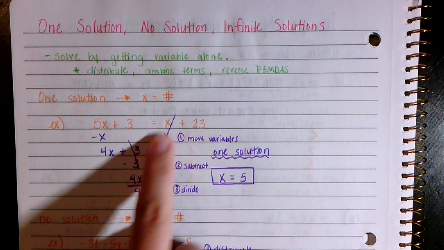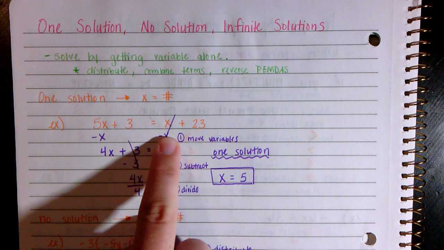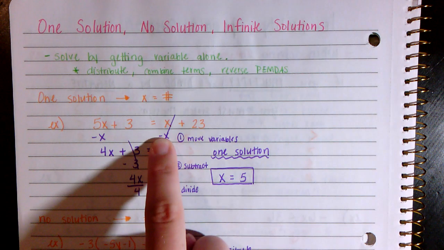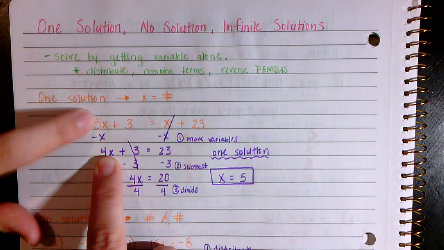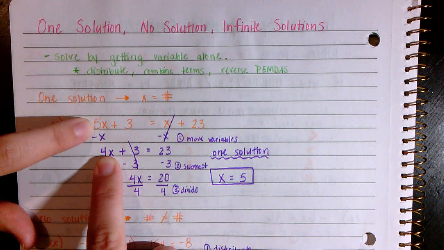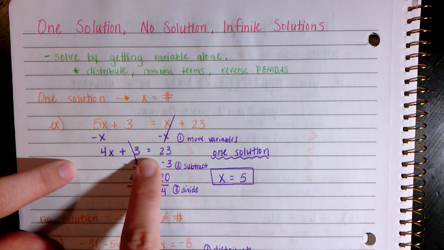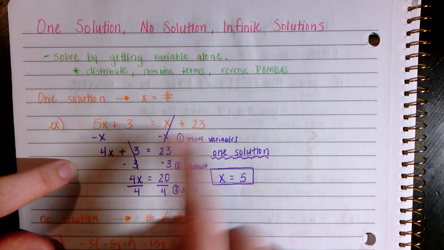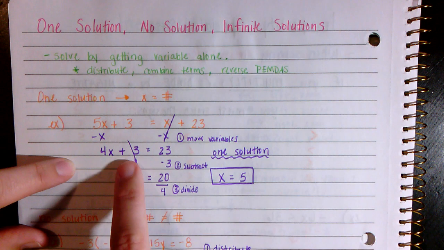So I moved this x over here. So the opposite of positive x is negative x, so I just subtract. That's now gone, and now I have 4x over here because 5x minus x, these are like terms, I can combine those, I get 4x. Bring down plus 3, bring down equals, bring down 23. So the first step I did was I moved my variables. Next, I'm going to subtract.